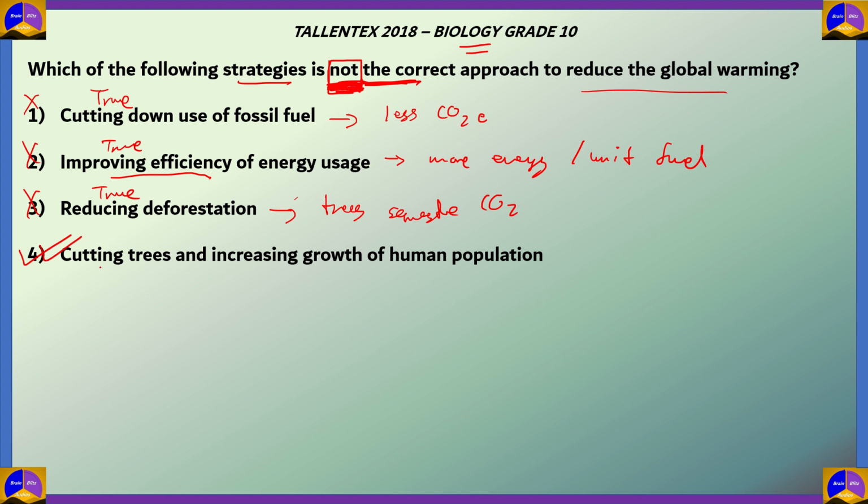The right answer is option 4, cutting trees and increasing growth of human population. If you cut trees, then there is less locking of CO2, so that means more CO2 that could have been locked away is actually present in the atmosphere. So therefore, that increases global warming, and if you have human population increase, then that means you need more energy. More energy equals more carbon dioxide equivalents. So therefore, option 4, cutting trees and increasing growth of human population, is the right option. It is the strategy which is not considered as a correct approach to reduce global warming.